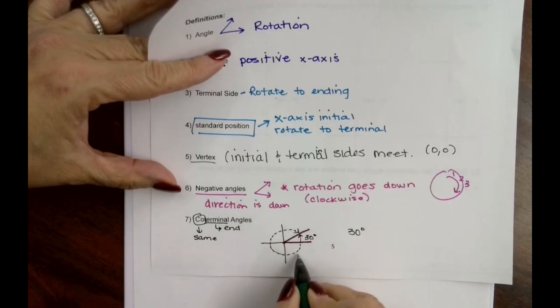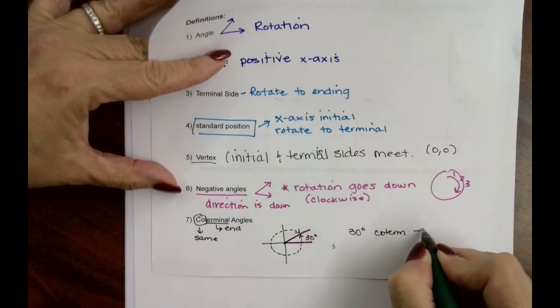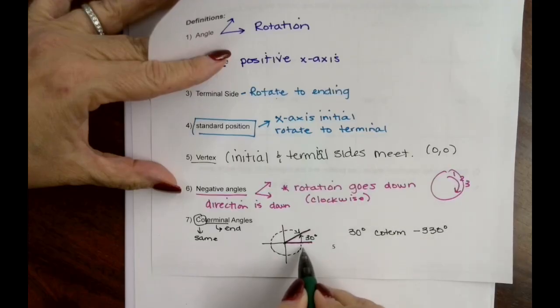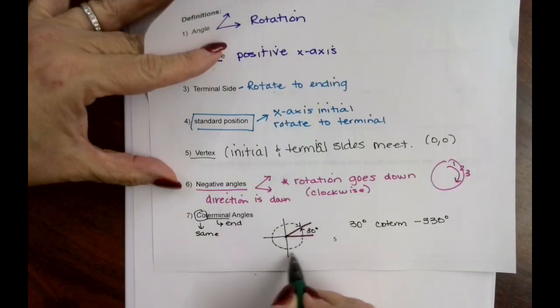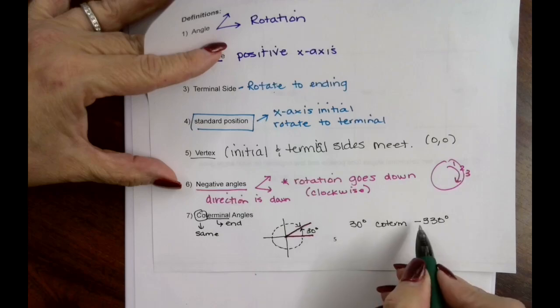I could go down, go this direction, and go all the way around, and we would say that this is coterminal to angle negative 330 degrees. If I go 330 degrees, I'm going to end on this line. We know 360 is all the way around the circle, so I would go negative 330 degrees. So these two angles would be coterminal.